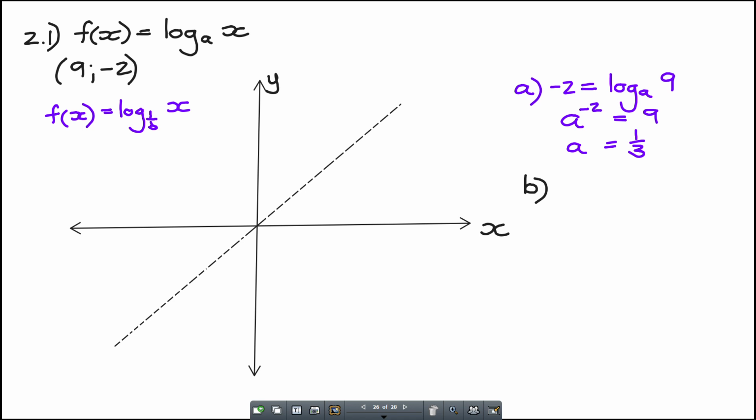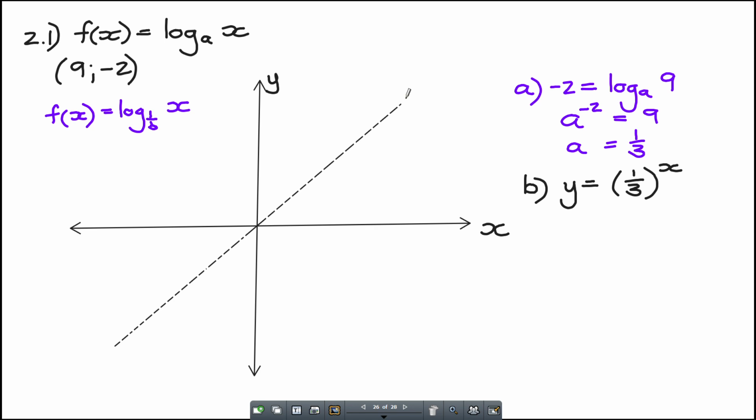By B vra hulle vir my die vergelyking van die inverse in die vorm y is gelyk aan wat. Okay, so that would be y is equal to 1/3 to the power of x. Good. At C, they want me to draw these two graphs. So kom ek teken gou daar vir jou.